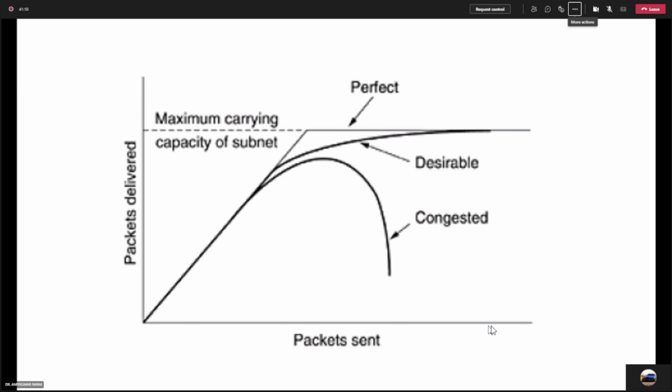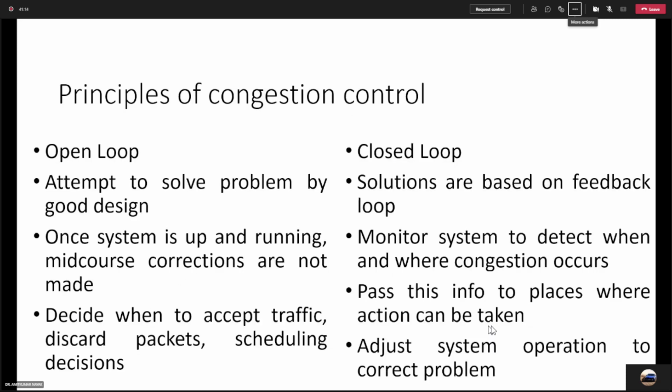Now to deal with the congestion, two different types of algorithms are available: open loop algorithm and closed loop algorithm. Now focus on the points which are available under the open loop algorithm and closed loop algorithm. How to deal with the congestion? Two methods are there. So what is the difference between open loop algorithm and closed loop algorithm? This question can be asked in the exam.